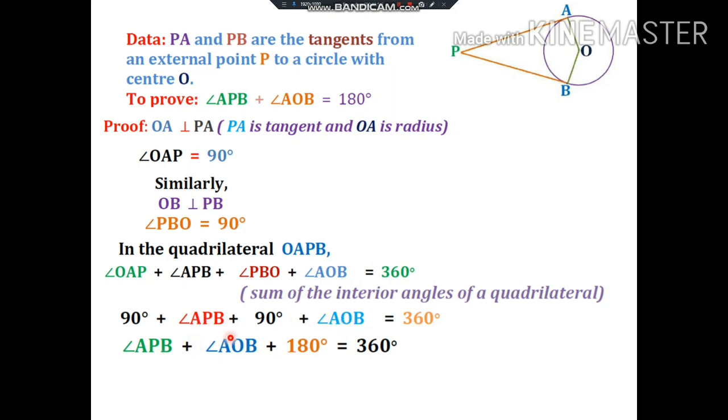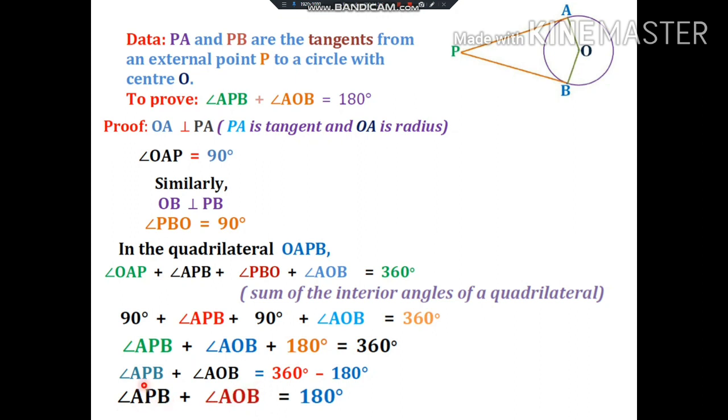Dear children, now simple adding here. Add APB as it is, add AOB here as it is. 90 plus 90 is 180 is equal to 360 degree. Now you take this 180 degree towards the right hand side. It becomes minus. Therefore APB plus AOB is equal to 360 minus 180. On subtraction, 360 minus 180 is 180 degree. Therefore, angle APB plus AOB is equal to 180 degree.